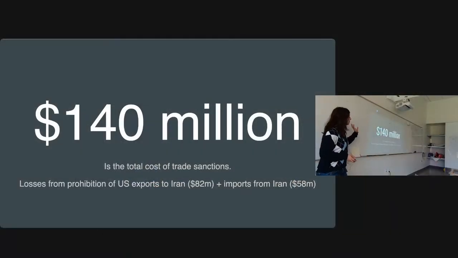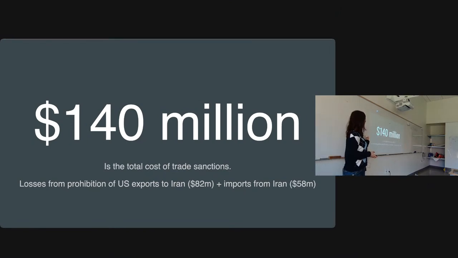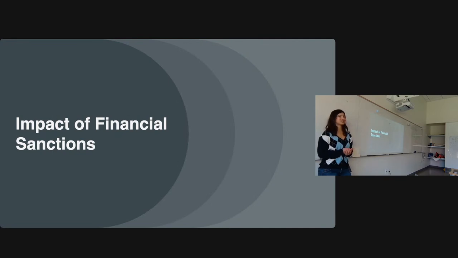And when we add up all of the millions of dollars I talked about before, we get a total number of $140 million. Okay, next we're going to be looking at the impact of financial sanctions, and we'll loop back to the trade sanctions aspect in a bit.